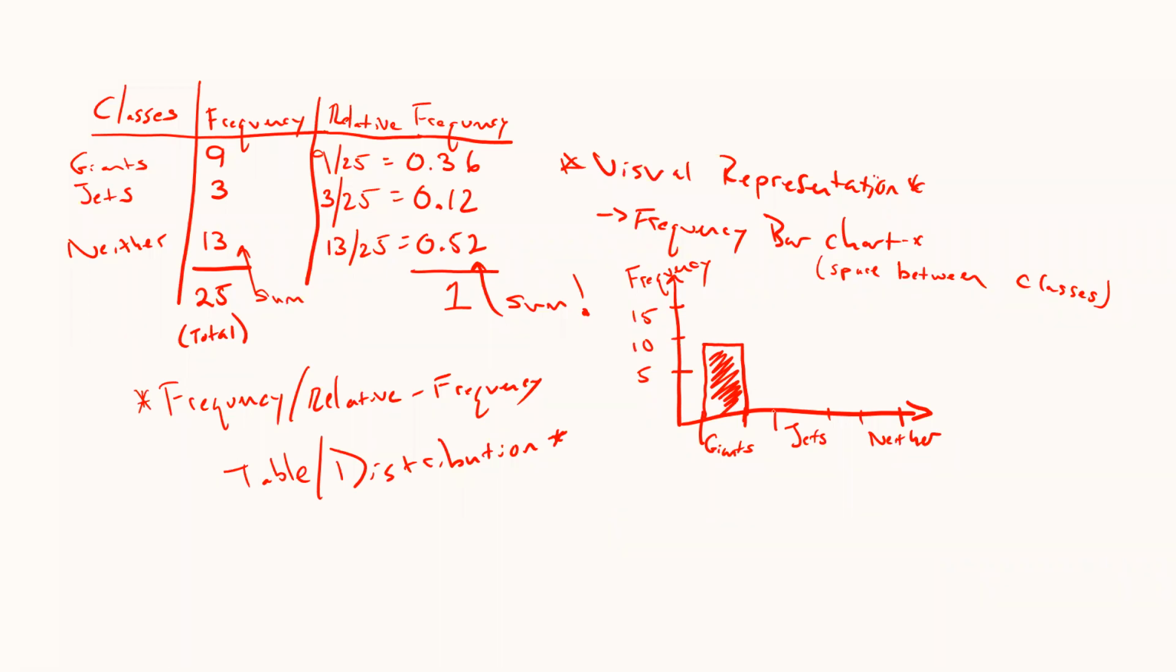Now there were only 3 Jets fans. Ah, that's sad. I don't blame you. They're going to be terrible this year. So that bar is going to represent the Jets fans. And then you're going to draw a bar up to the number 13. And that's going to represent the number of people who said, nah, neither. I don't like football.